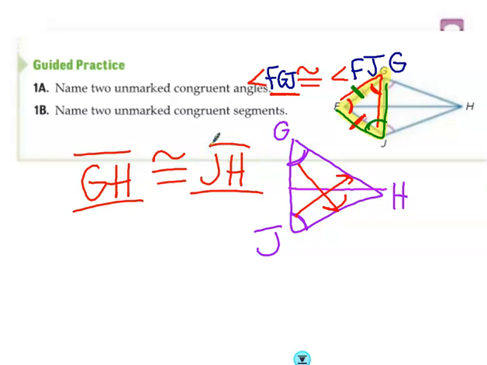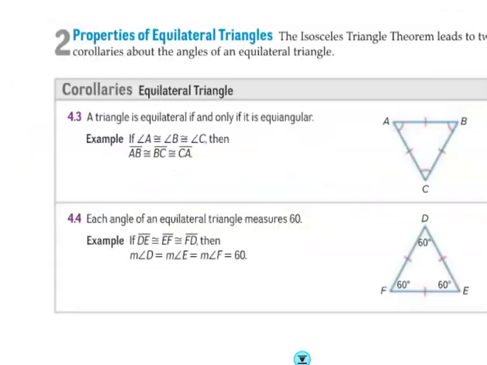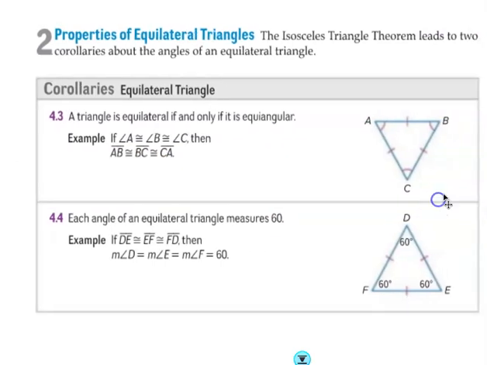So GH is congruent to JH. Again, the H's are at the end because it's the same angle. Now that we talked about isosceles, we're going to talk about equilateral.